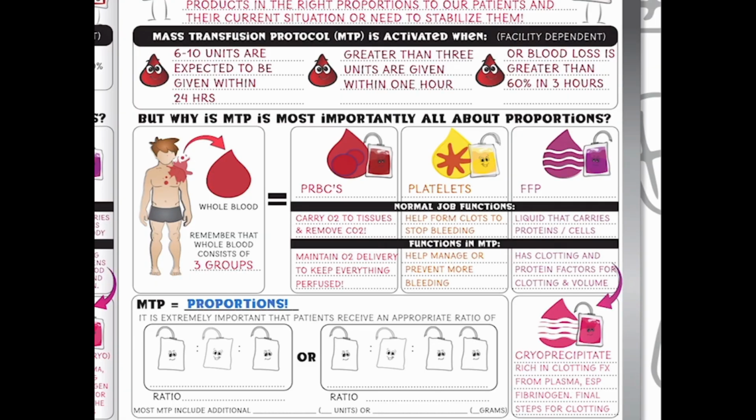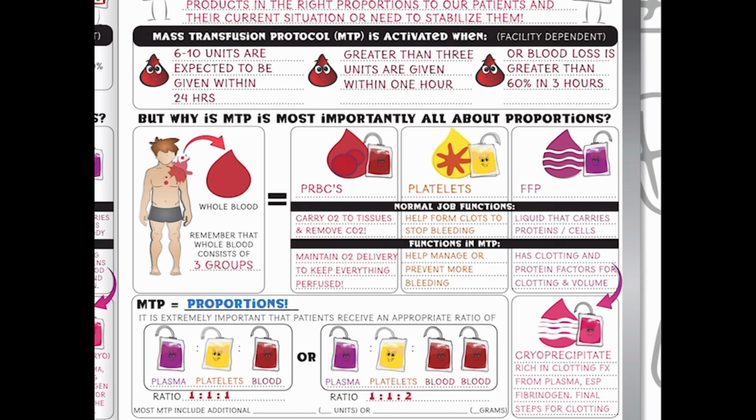Well, we can do two different ways. And again, this is going to be very facility dependent. But there is a ratio that's known as 1:1:1. This will be your plasma, platelets, and your blood. We can also have a 1:1:2. This is plasma, platelets, blood, blood. What this is saying is that for every 2 units of blood, we're giving 1 plasma, 1 platelet. And again, in some facilities, for every unit of blood, they want a platelets or they want plasma.